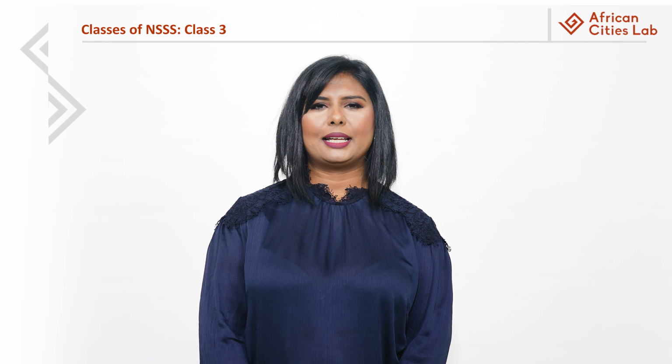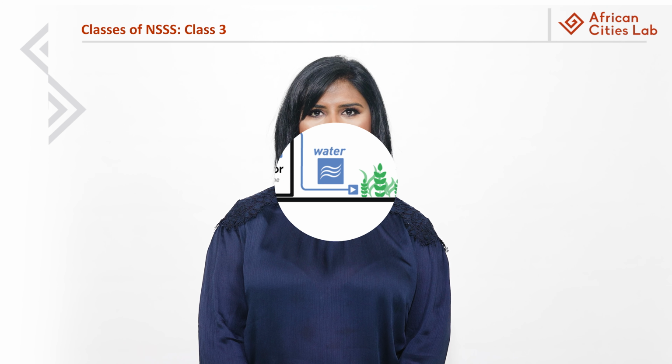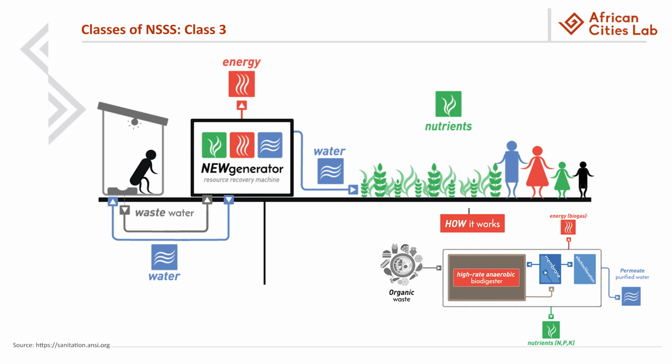The liquid output can be recycled as flushing water. This is an example of a Class 2 non-sewage sanitation technology upscaled to a Class 3 system. The new generator scalable system is an example of this, upscaled from a single household capacity that is for up to 10 users to more than 1,000 users per day.